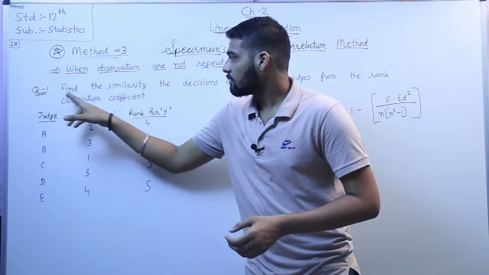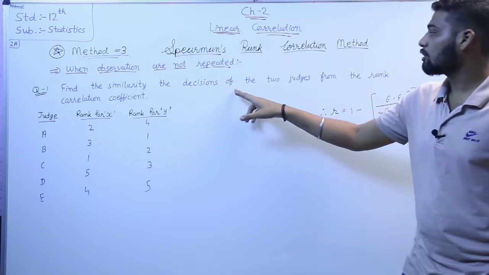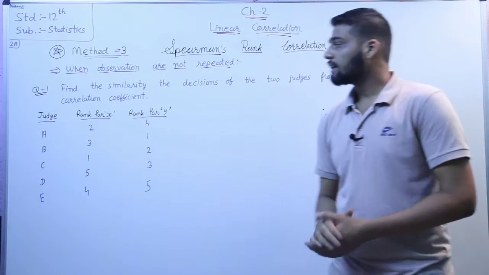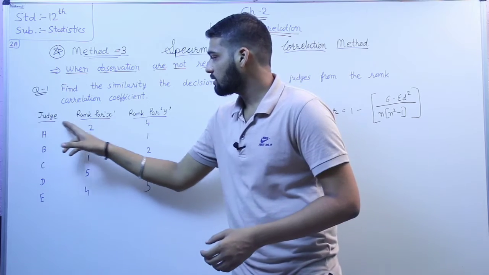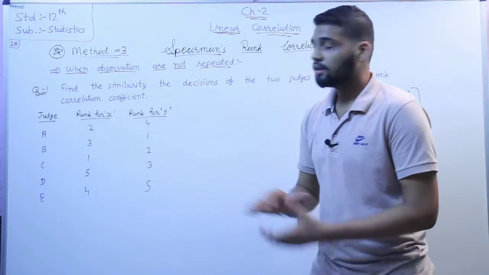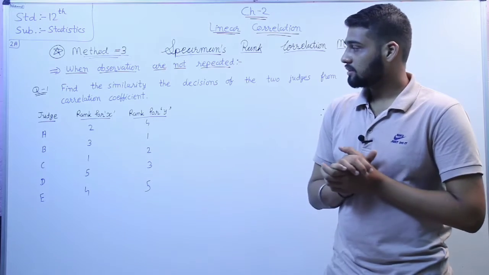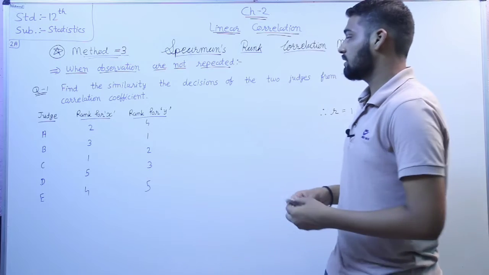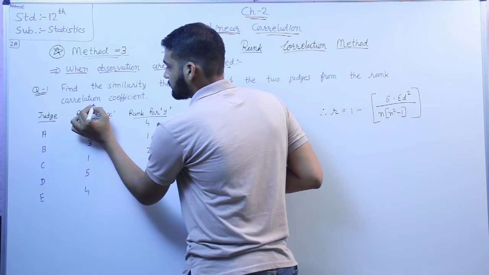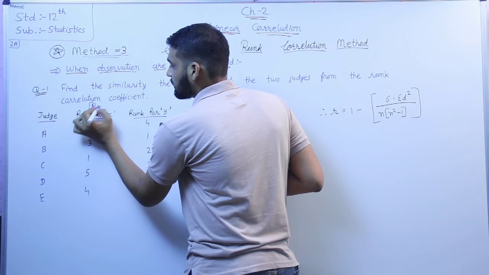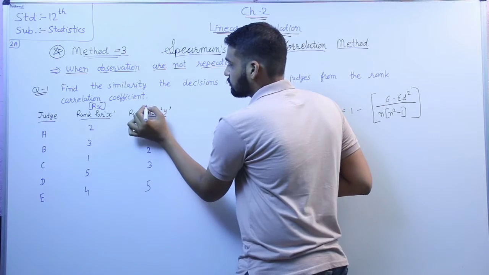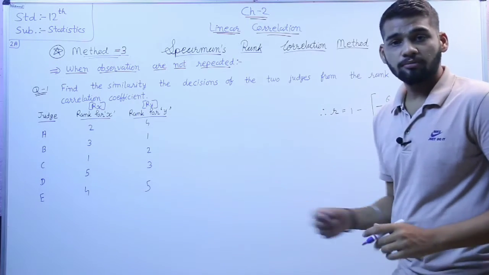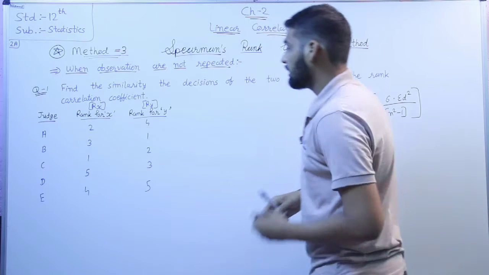So question number 1: find the similarity of the decisions of the two judges from the rank correlation coefficient. We have the information from the judges, rank for x and rank for y. Different judges give different ranks. Here, he directly gave rank for x, so this column is denoted by Rx, and rank for y, so this column is denoted by Ry. On the basis of these two columns we easily find the D column.